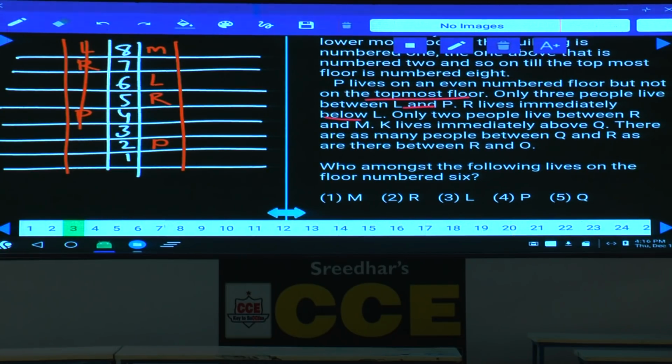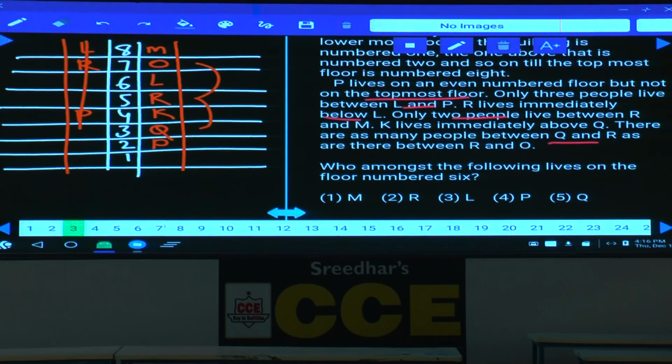Next one, only 2 people live between R and M. K lives immediately above Q. Now this K is living immediately above Q, then what is the only possibility here? K and Q must be on the 4th and the 3rd floors, and there are as many people between Q and R. Between Q and R, how many persons are there? There is 1 person. There are as many people between Q and R as there are between R and O. Between R and O also there is only 1 person.